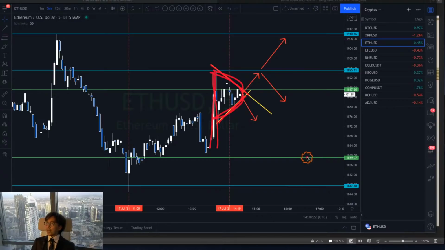Ethereum is short. We'll see. This is still an uptrend to me since 11 a.m. today in UTC. It's been uptrending, so I would say buy is a good call.